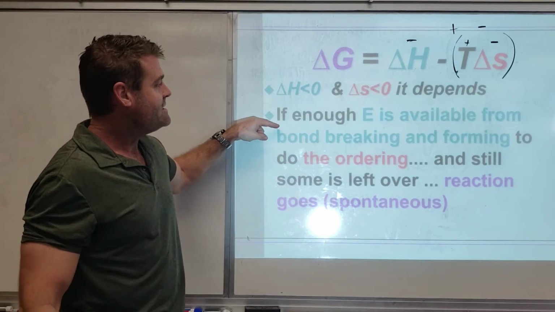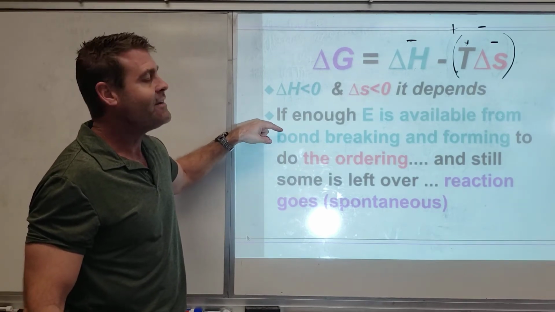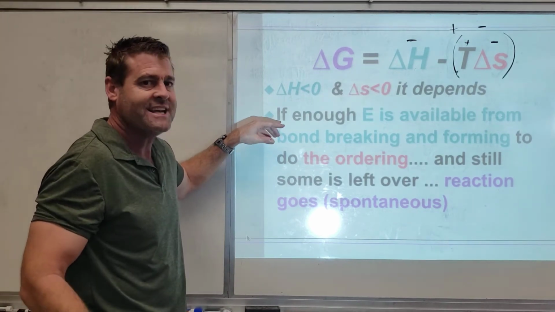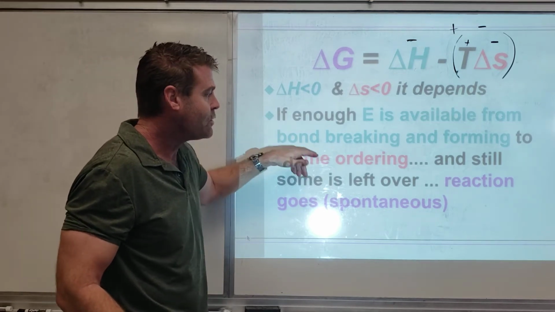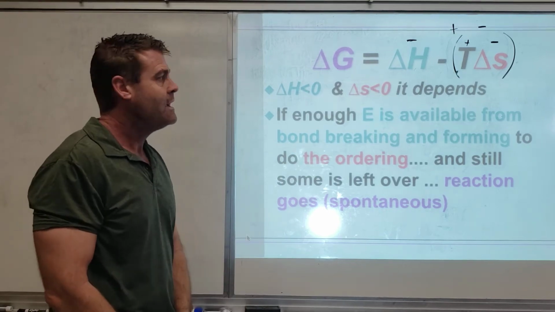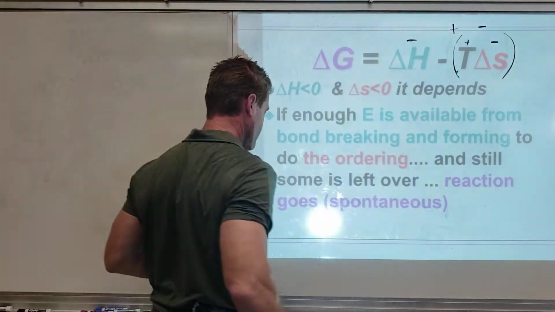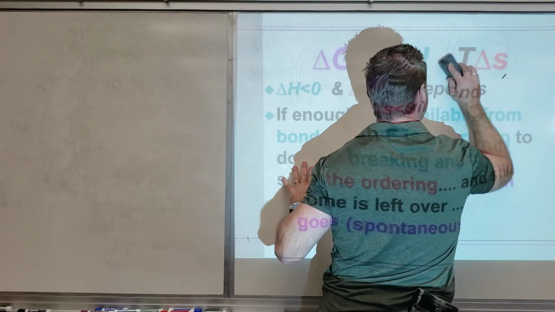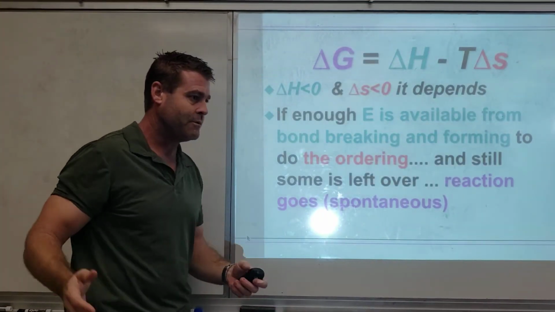However, if the amount of energy given off, which is still an exothermic reaction, is not enough energy that's required to do the ordering, then that reaction would not occur. And that's what we're trying to figure out here when we're determining the sign on delta G. So we do need to practice one, because I don't want to give you an assignment without practicing.